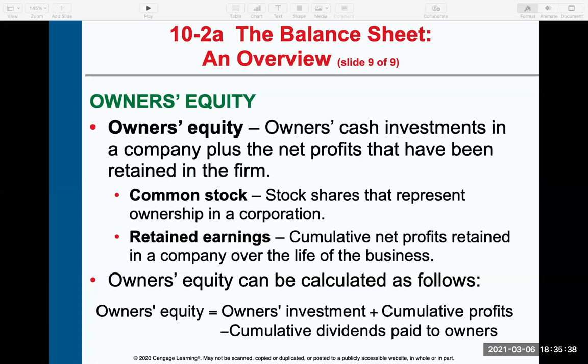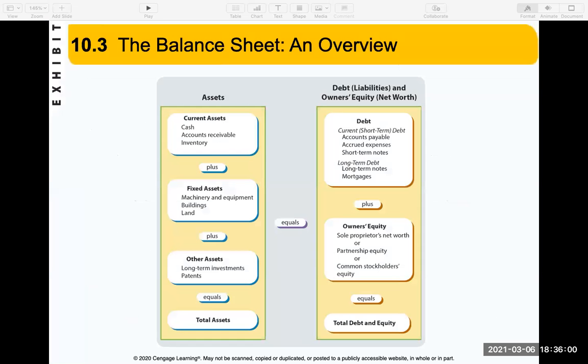So owner's equity is really calculated by the owner's investment, the common stock or the preferred stock, the cumulative profits, and minus the cumulative dividends paid out to owners. So consider the investment, the amount of money that's been invested, consider the profits that have been retained, minus the dividends you have to pay out to the owners that have invested in the company. Okay, so that is how owner's equity is calculated.